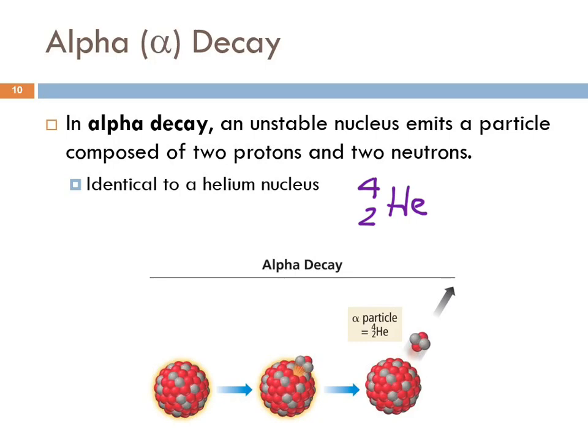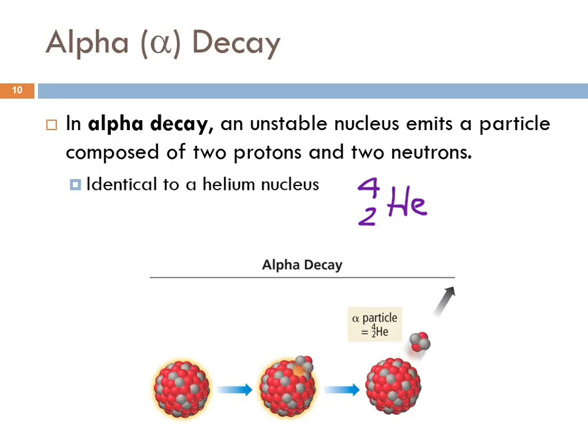Nuclei do not contain helium, but this particle is identical to a helium nucleus. But that would be a helium ion then, an He2+ ion. Do you think that would be very stable? No. Helium is a noble gas. It's got its 2 valence electrons. It's very, very stable as it is.